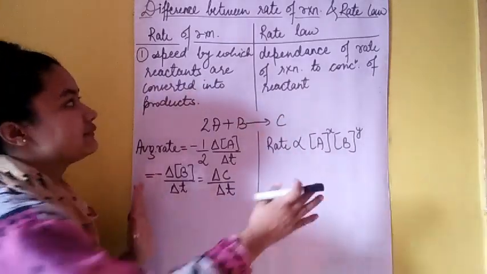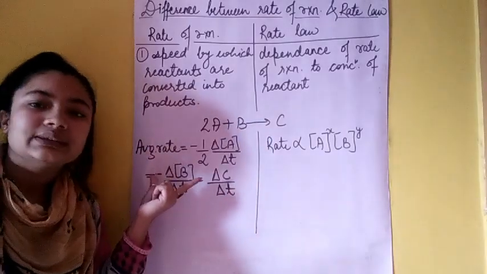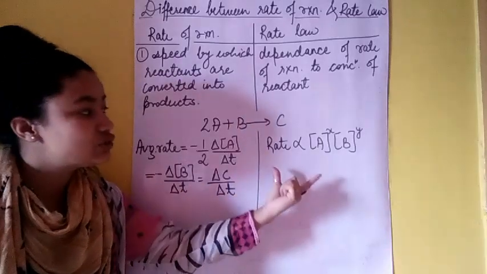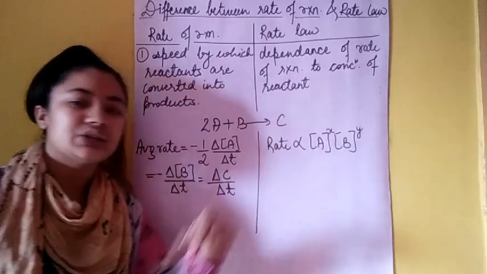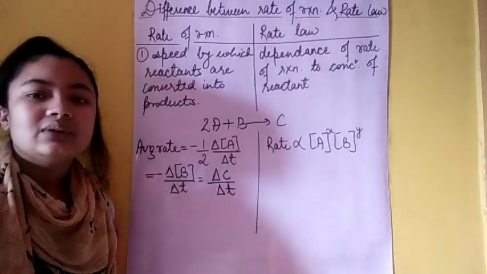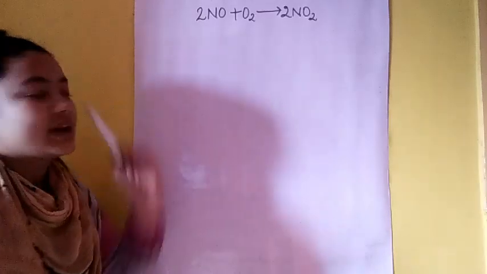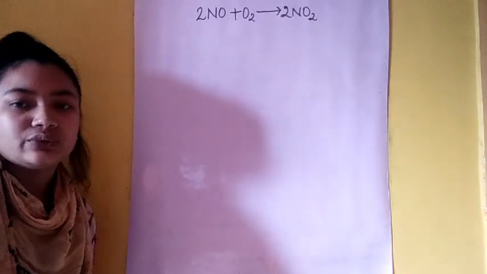So now you understood the difference between the rate of reaction and the rate law: the rate of reaction shows only the disappearance of reactant and appearance of product, and the rate law shows the dependence of the rate of reaction on the concentration of reactant. Okay, now let us consider an example. This reaction: 2NO plus O2 gives 2NO2.